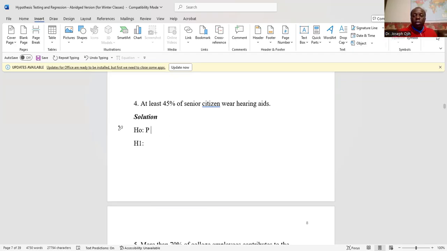P greater than or equal to 45%, which is the claim. Here it should be less than or equal to, but the problem is that you cannot use less than or equal to in the alternative, so you can just use less than. P is less than 45%.